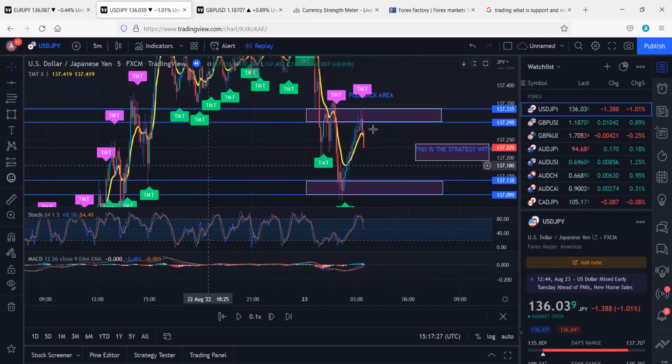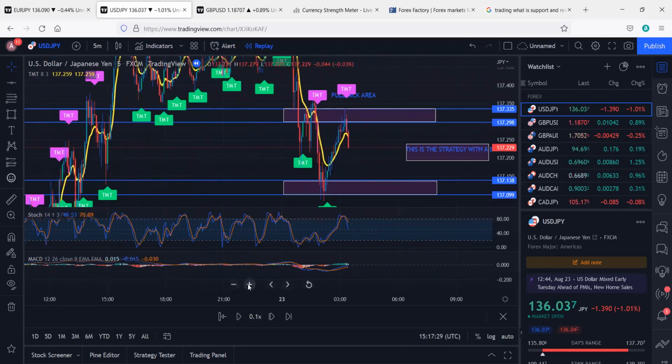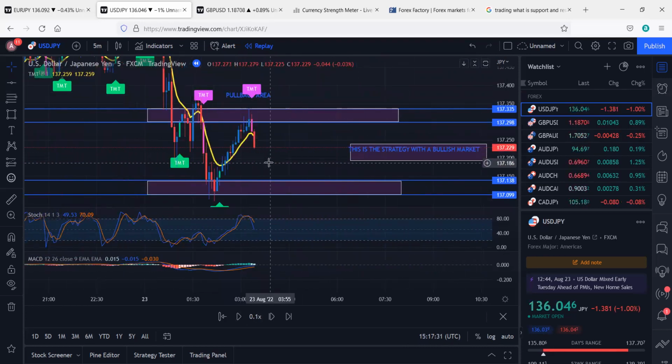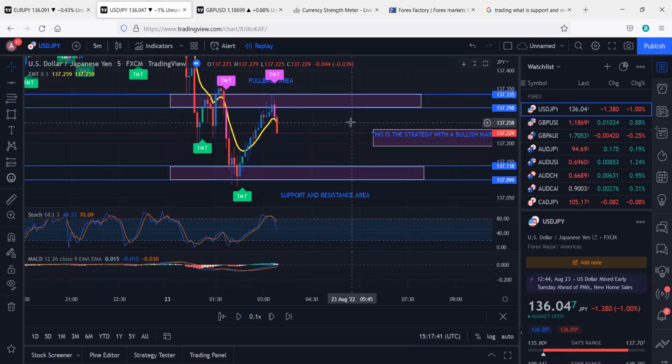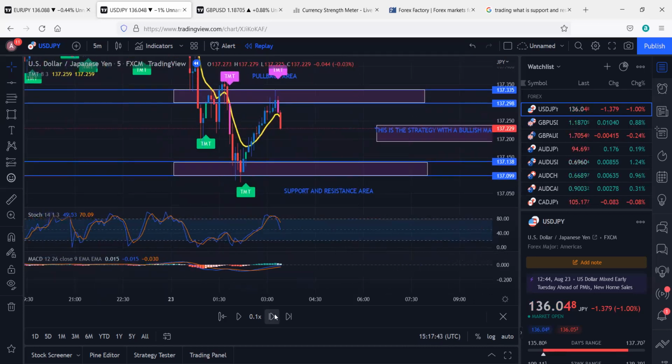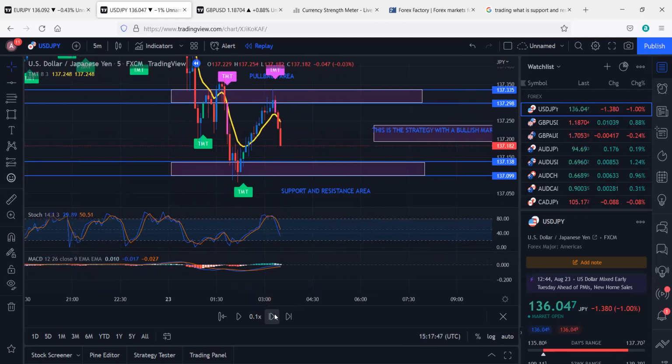The same thing happened just now in the present. It hit my area, now it's going down. It didn't break through my pullback area. That shows that the pullback is strong. Now, hopefully that makes sense to you all. Let's see now if it does hit my support or resistance area. Let's head into the future again.